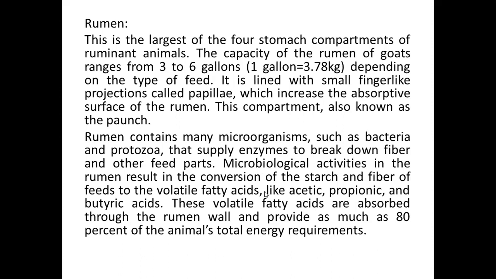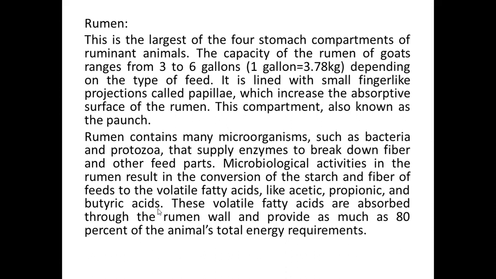Microbial activities in the rumen result in the conversion of the starch and fiber of feeds to the volatile fatty acids like acetic acid, propanoic acid, and butyric acid. So what is happening here? The fiber and the starch or carbohydrate content of the feeds are being converted to volatile fatty acids by the action of the microorganisms. And the resultant fatty acids are the acetic acid, propanoic acid, and butyric acid, and all these are fatty acids.